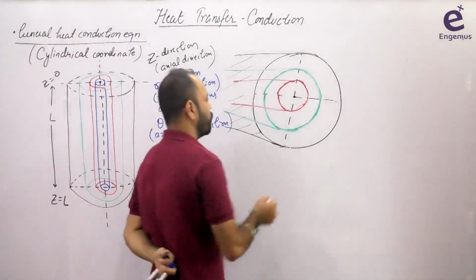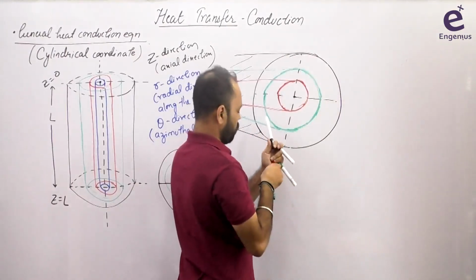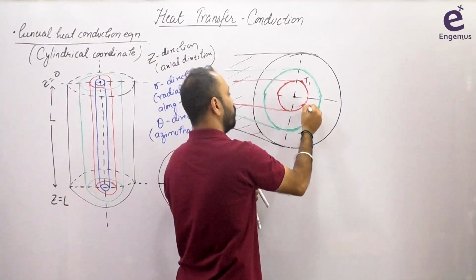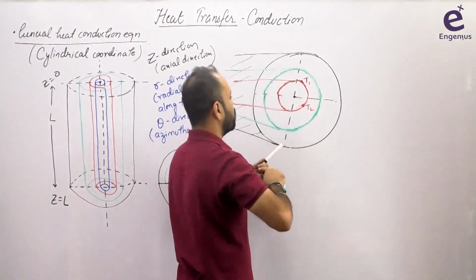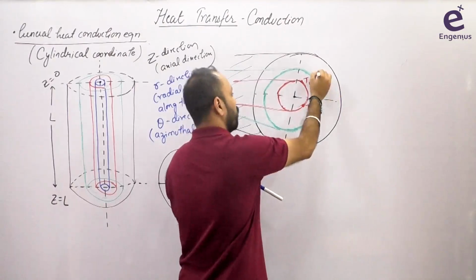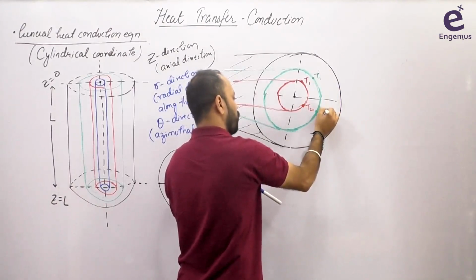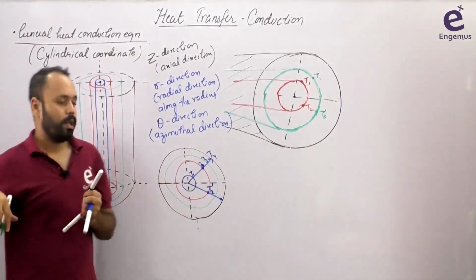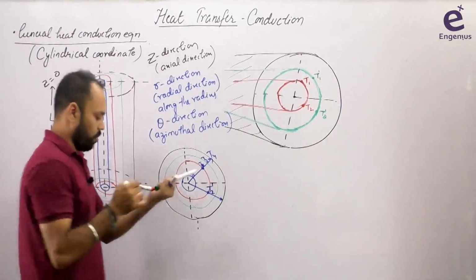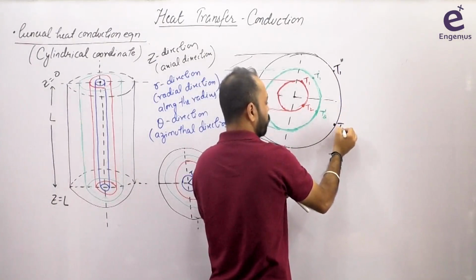Now suppose I am giving some values to these temperatures. Let's say this temperature is T1 and this temperature is T2. Let's say this temperature is T1 dash and this temperature is T2 dash. This can make a very good objective question. If you don't have an understanding of the theta direction, it can be a problem for you. This can be T1 double dash and T2 double dash, right?